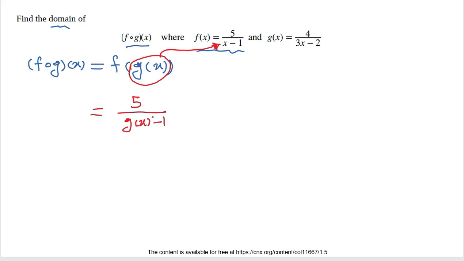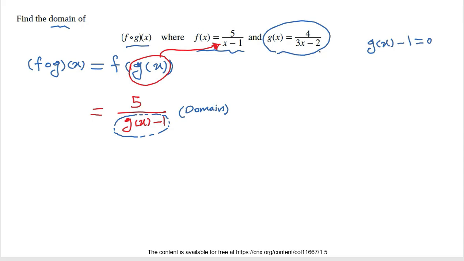So we want to find the domain of this fraction. It's a fraction. The denominator cannot be equal to 0 because it will be undefined. So we need to solve this, find the roots. That will be the domain. And g of x also is a fraction. So its denominator again cannot be equal to 0. So another equation, 3x minus 2. We need to solve these two equations.